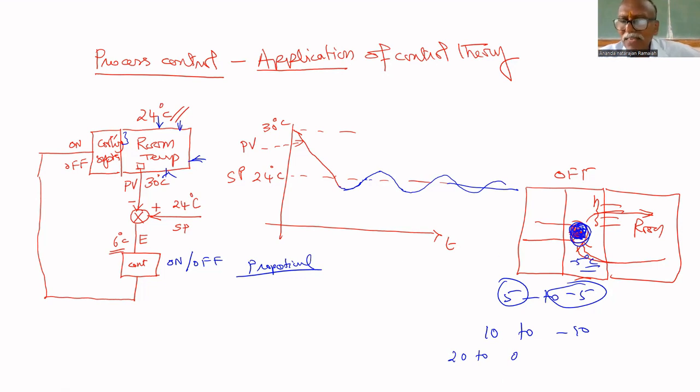So I will make this element equal to 0 if the error is more. Large error means suppose initially it is 30 degrees centigrade. I have to bring it to 24. Large error, 6 degrees centigrade. That's why I'll make it 0.